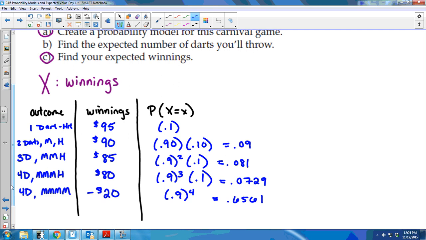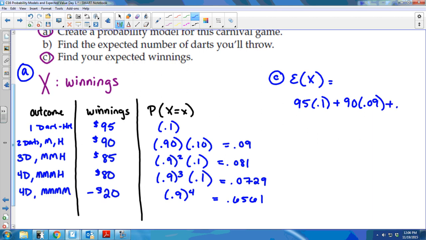All right, so if I want to find the expected winnings, here's A, this is my probability model, part A. If I wanted to find my expected winnings, I would go through and start multiplying the amount that you won times the probability, right? So 95 times 0.1 plus 90 times 0.09. Do I have to keep writing this out? Right, so you would multiply and add until you had all of these, right? You do the negative 20 times the 0.6561. The negative 20 has to be included.